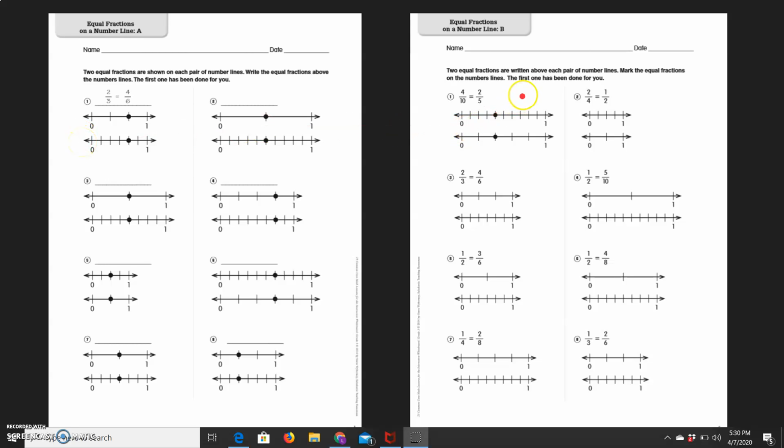Now over here, it gives you the first one done. So instead of you figuring out the numbers, you're going to actually figure out where to put the dots, okay? So 2/4. See, here you have 1, 2, 3, 4, okay? So where are we going to put the dot to make it 2? So we're going to count 2 over. 1, 2. And we're going to put a dot here, okay?